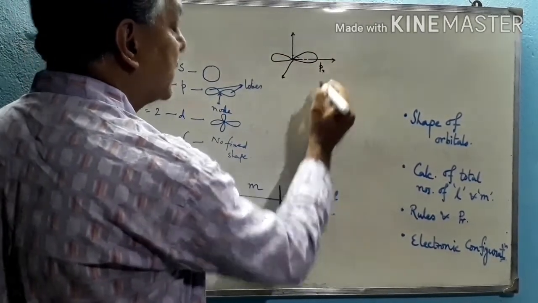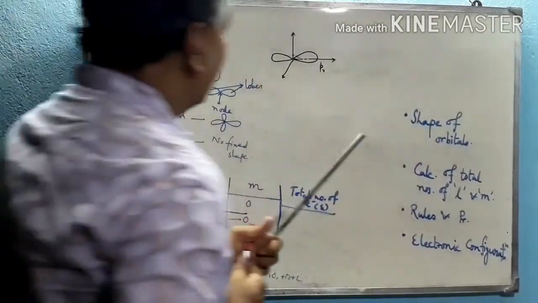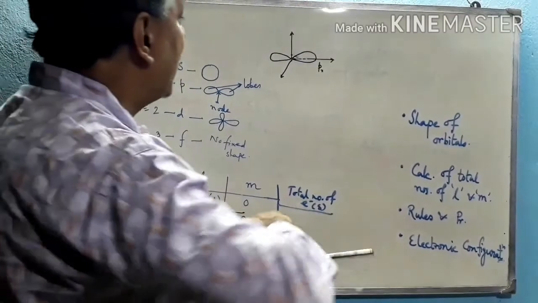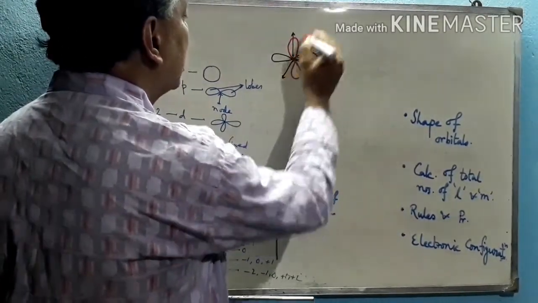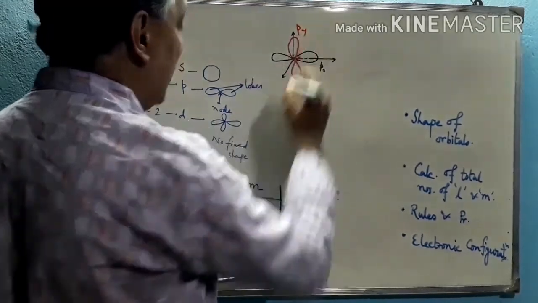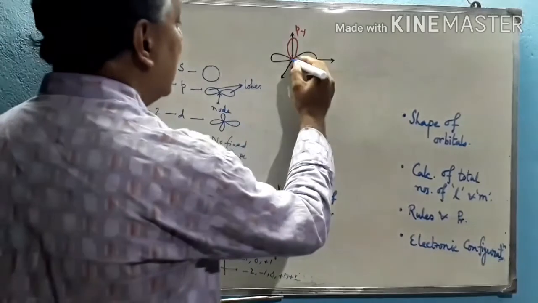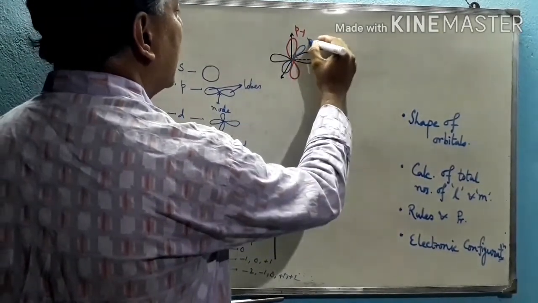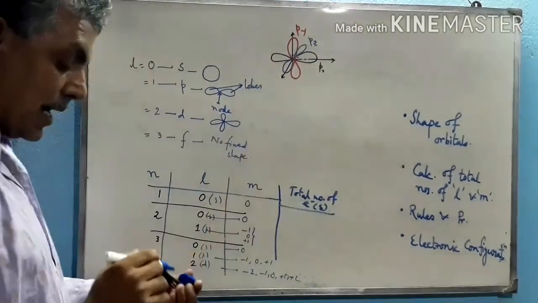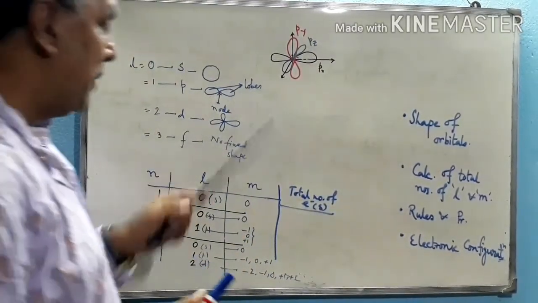Suppose px. Along the y-axis, the lobe is like this. This is, suppose, py. And along the z-axis, the lobe is like this. Along the z-axis, this is pz. So these are the shapes of the three p orbitals: px, py, and pz.